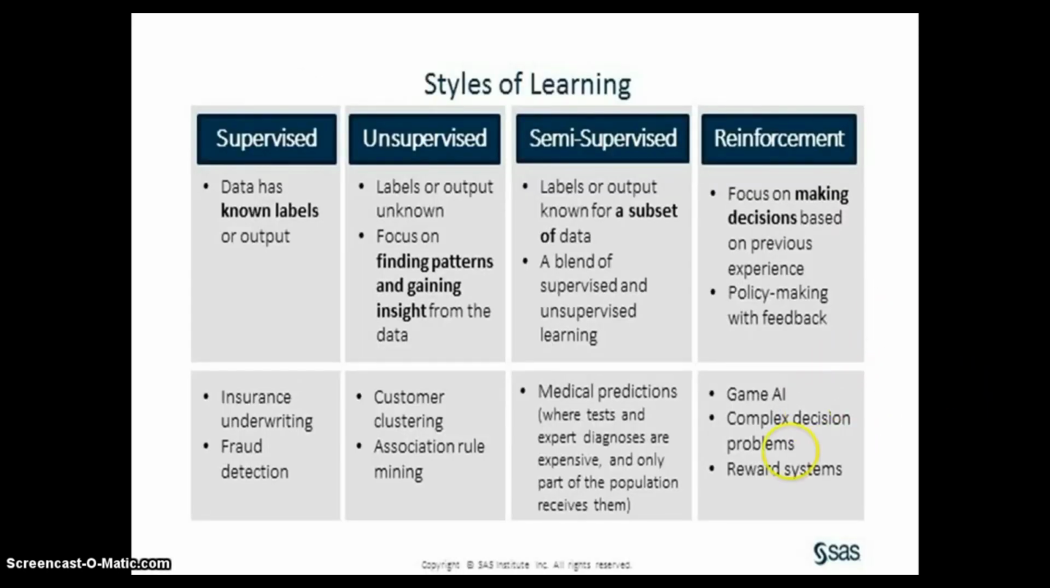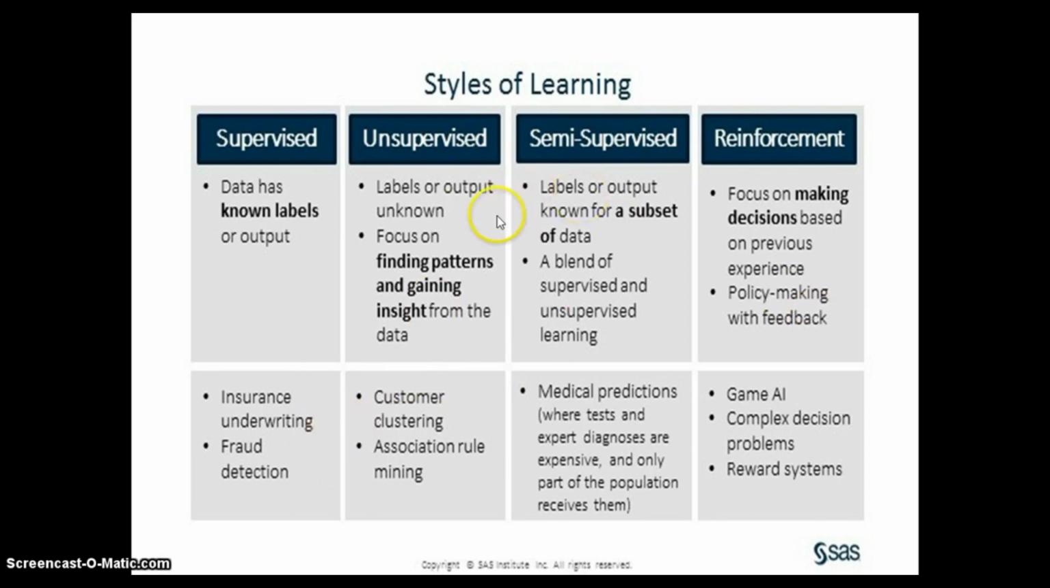In supervised learning, data has the known label or output, and examples where we use supervised learning are insurance underwriting or fraud detection, to find out whether a user is a fraudulent user or not. For the credit card fraud system, we can also use supervised learning. This is one example of each of these algorithms.